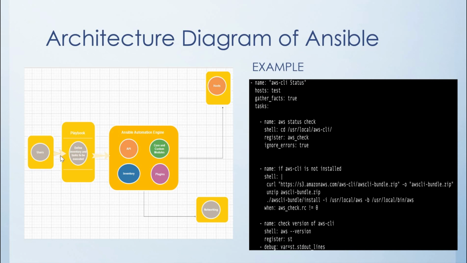Users. First component is users. User will run the playbook. In the playbook there will be inventory and the tasks to be executed. And the next phase is the Ansible Automation Engine. The Ansible Automation Engine consists of four components: API, core and custom modules, inventory, and plugins.